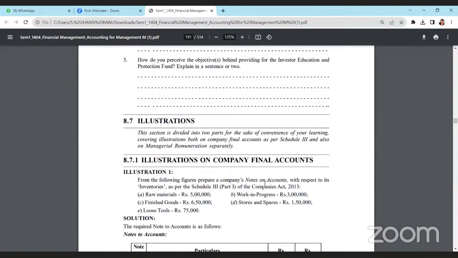So just look at here. They have given raw materials, work in progress, finished goods, stores and spares, and loose tools. Here we have to find out only the inventories. So raw material is 5 lakhs, and work in progress is 3 lakhs.